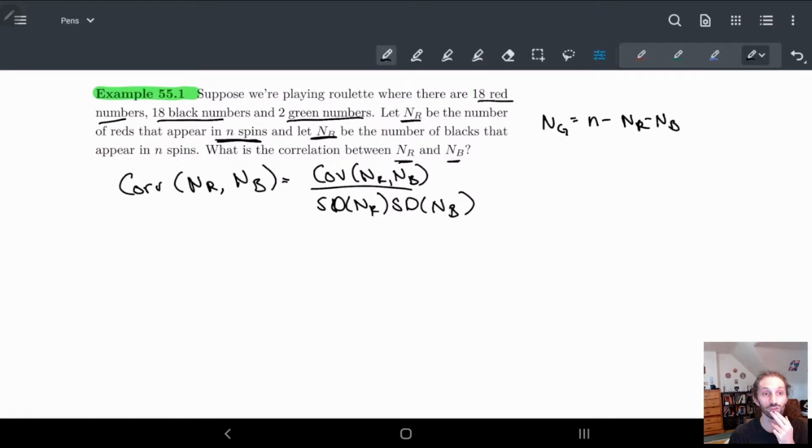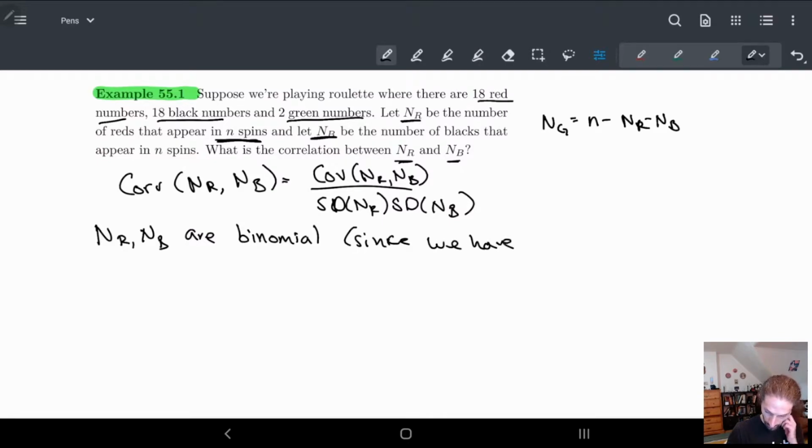So why don't we first solve these standard deviations and go from there? Because this should be the easier part, right? These standard deviations we've done quite a number of times. So first we need to figure out the expected value of everything. The thing we know is this is binomial, because both NR and NB are binomial, since for NR, for example, we have NR reds out of n spins.